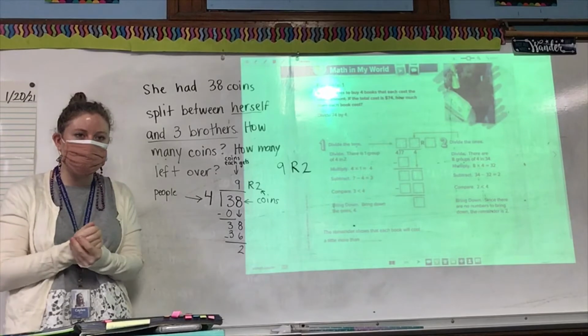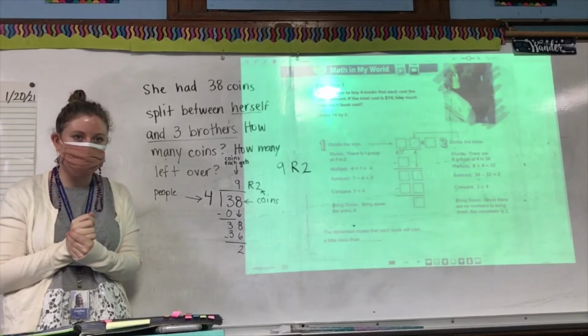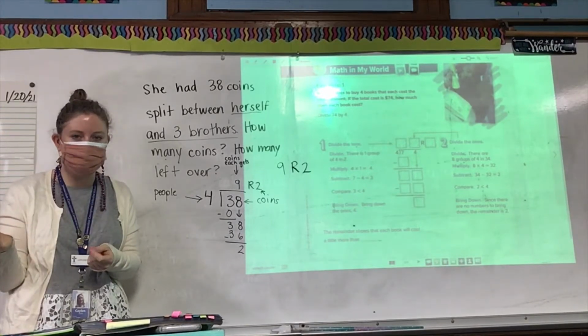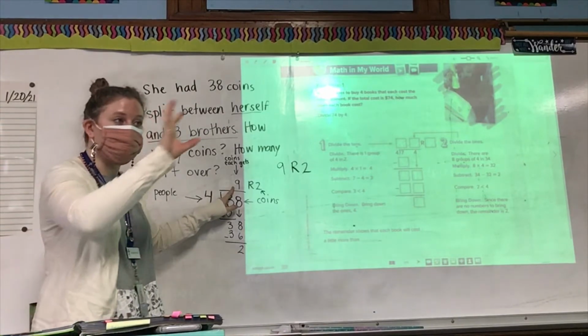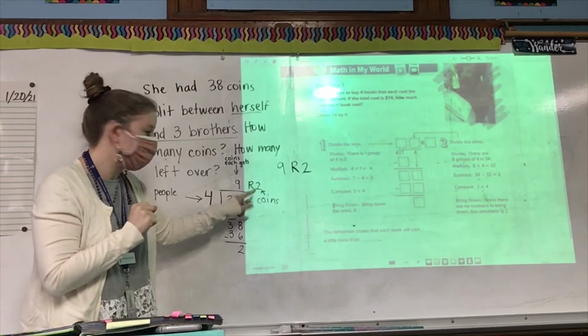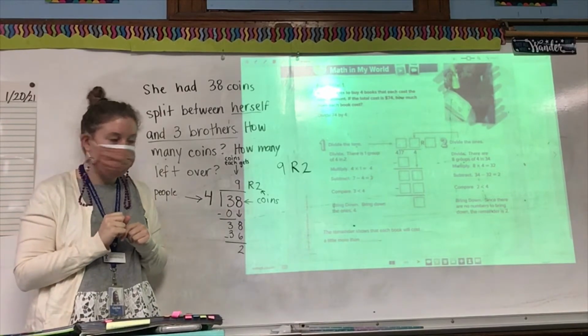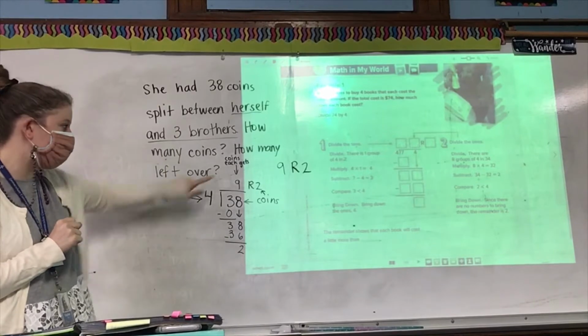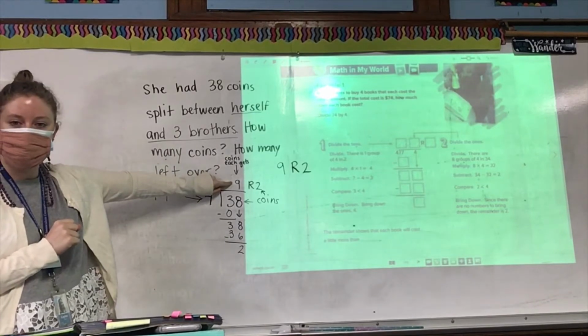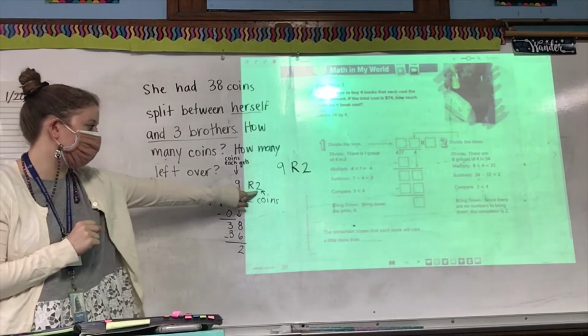Colin, can I give you 9 remainder 2 coins? No, because what's the remainder 2 coins? What does that mean? This means I gave 9 coins, but there were 2 left over. So the answer to these questions: how many coins does each person get? 9. How many are left over? 2.